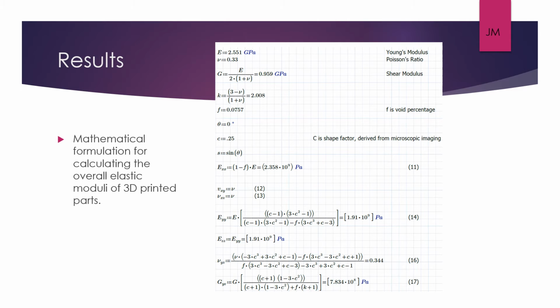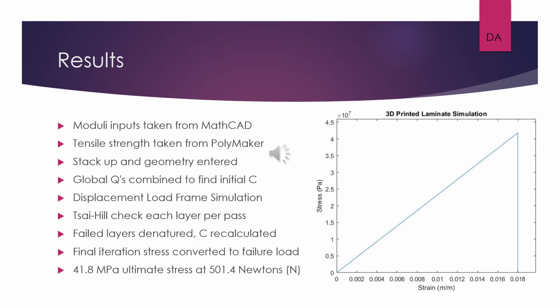So to the right is an example of our calculations for the overall elastic moduli of the 3D printed part. This was pulled directly from the paper and their examples of how you would calculate this overall elastic moduli. And these results will be used during the testing process to verify if they are true.